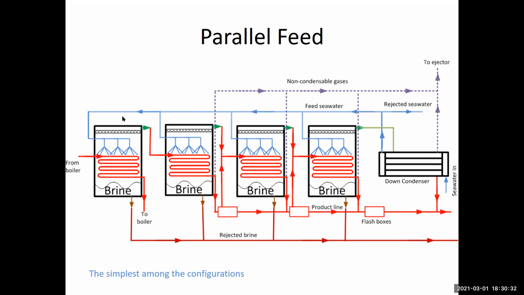All of them are at the same temperature, all of them are at the same salinity, and we assume all of them also at the same flow rate. So m dot feed here is divided; if this is 4 effects, then this is F over 4, F over 4, F over 4, and F over 4. So this is the parallel feed here.